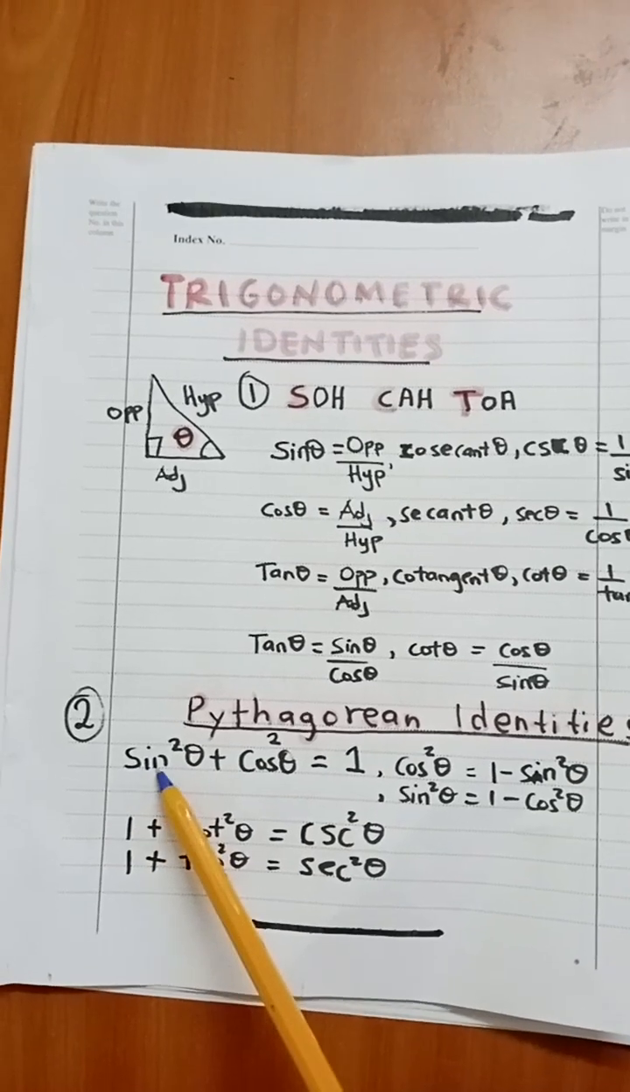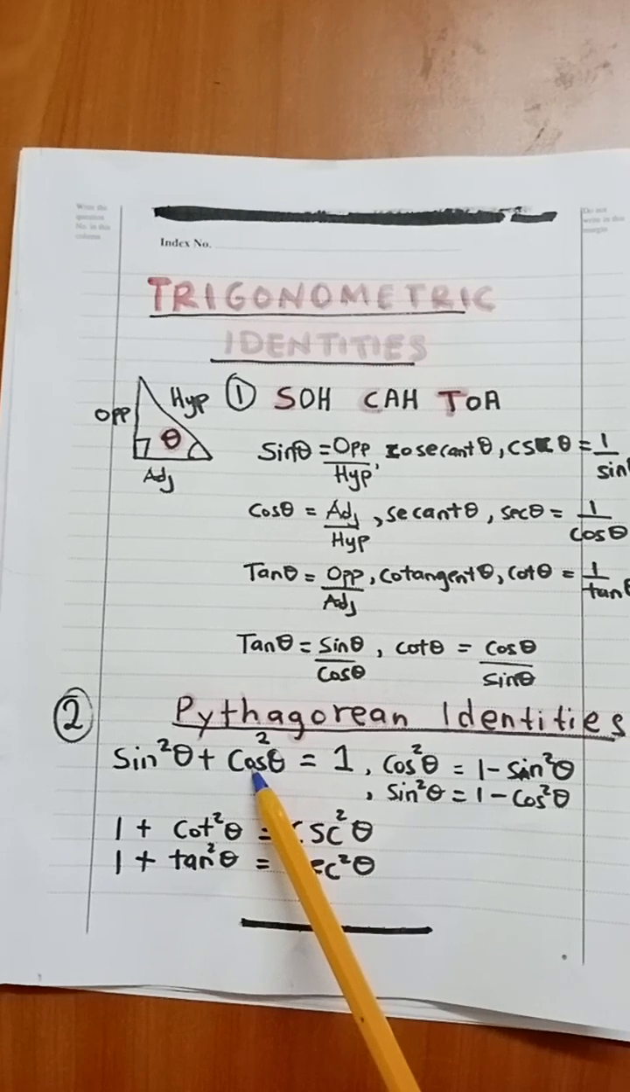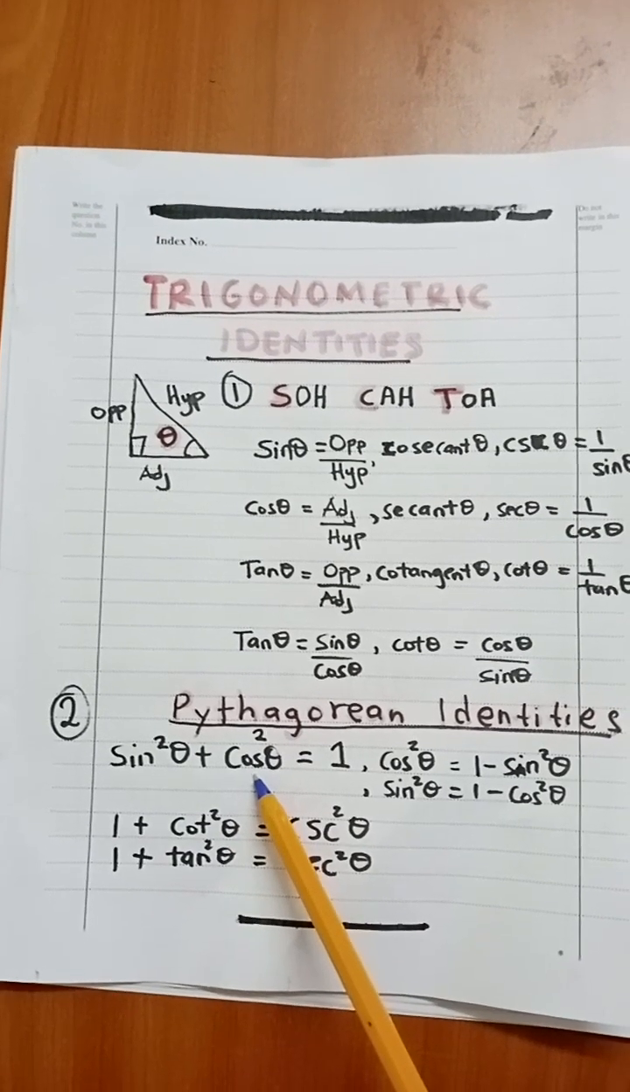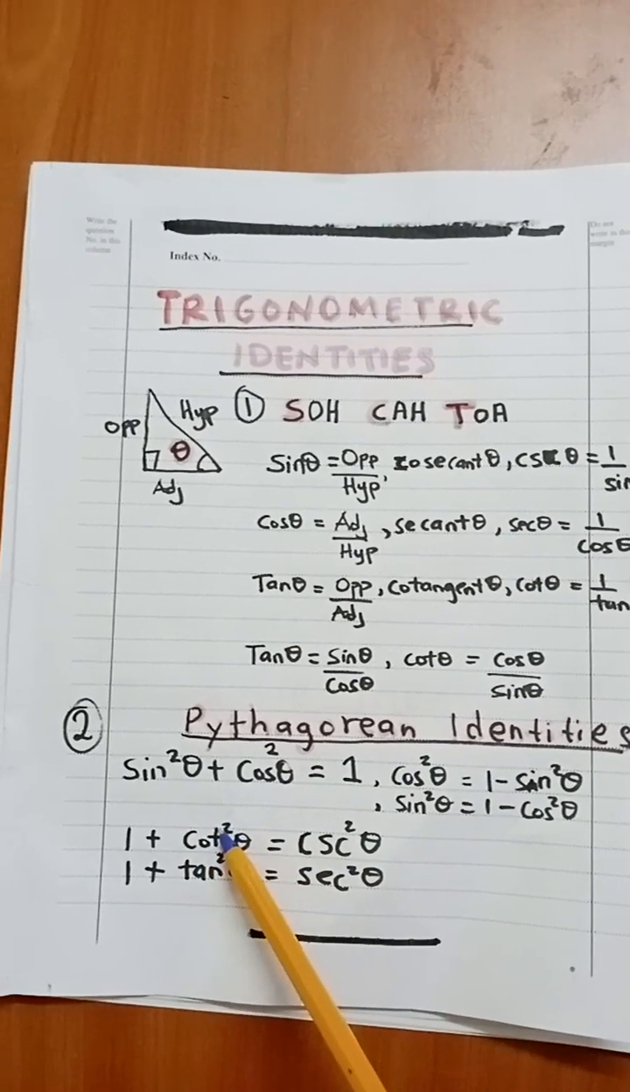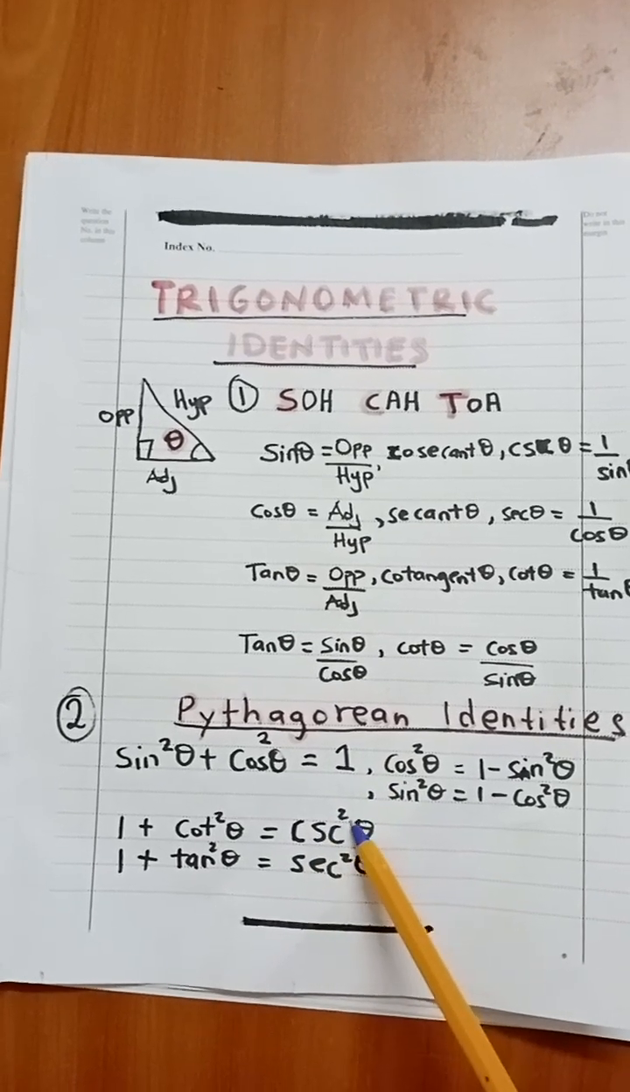Now, if you divide here by sin squared theta, you will get 1. If you divide here by sin squared theta, you will get cot squared theta. And 1 over sin squared theta is cosecant squared theta.